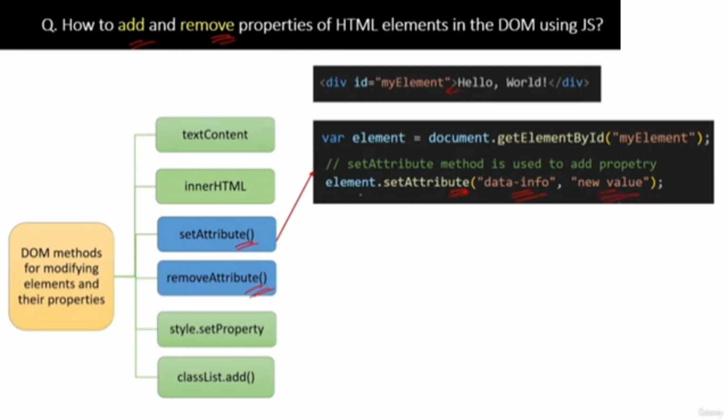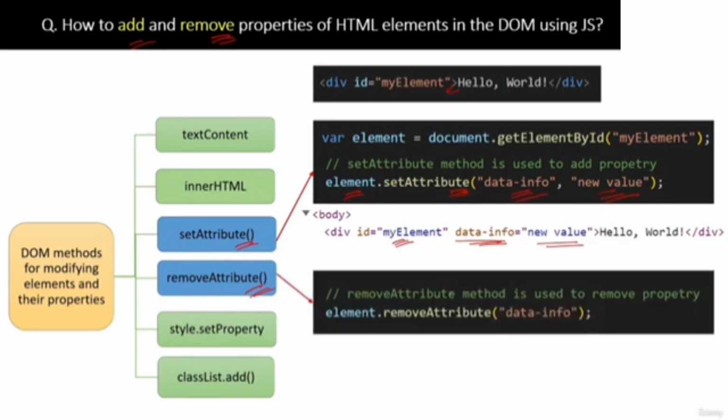After executing this, you will see this body in your browser like this. A new property data-info with the new value has been added for the above myElement. That is the way to add a new property. Now, to remove this property or any property, we can use the removeAttribute method of the DOM like this. This will again remove or delete the data-info property from the div element, and that is how we can add or remove the properties in the DOM.